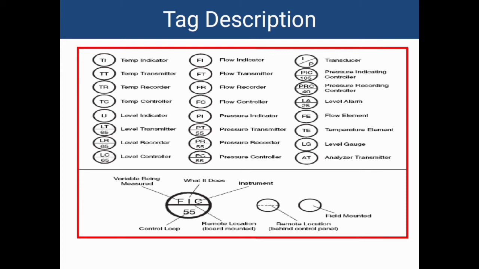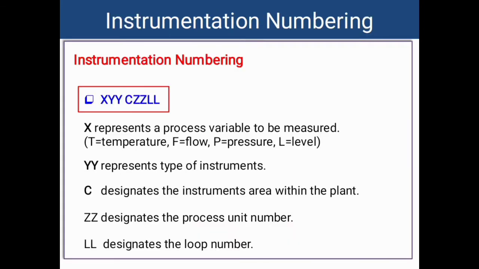Then TI means temperature indicator. Another, TT, means temperature transmitter, and there are temperature recorder, temperature controller, level indicator, like that. You can read that tag description.